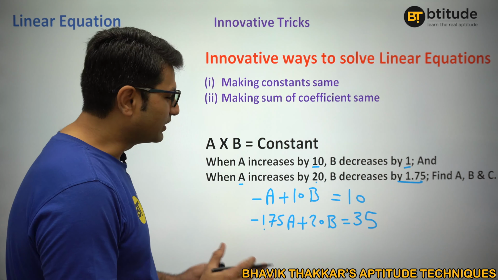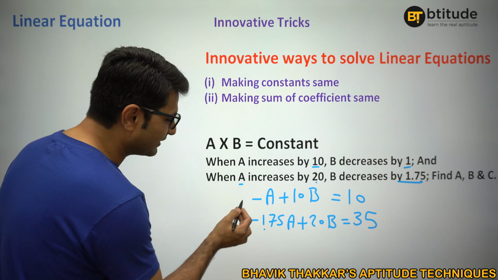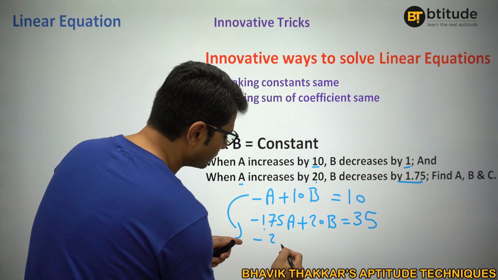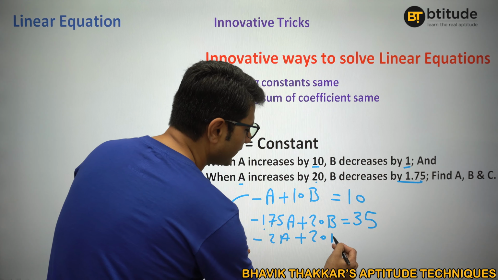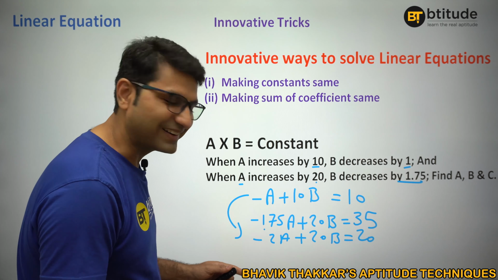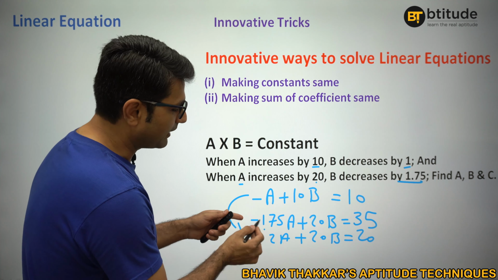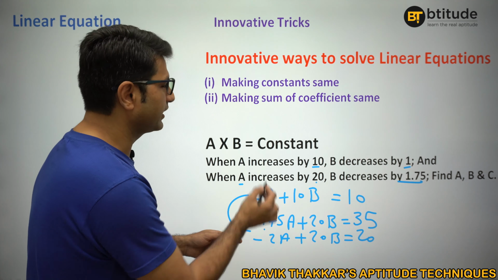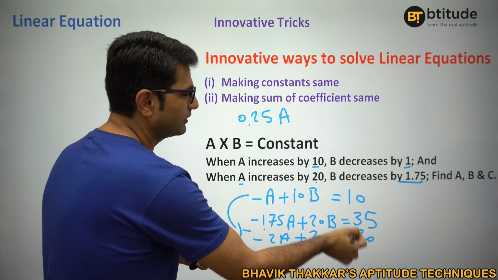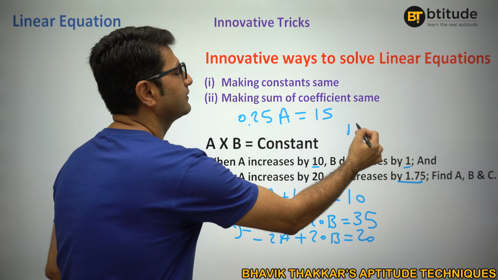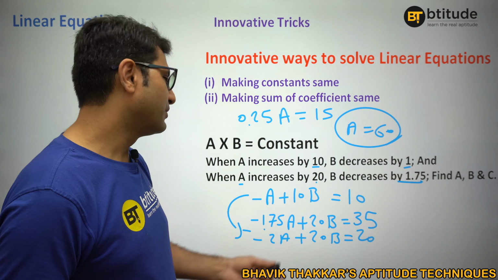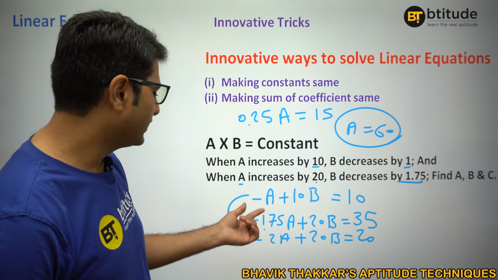And once you do this, it's pretty easy. Just double this, fine, just double this so that b becomes equal. Minus 2a plus 20b is equal to 20, and now just subtract, right? Then you will subtract minus 1.75 minus minus 2, that is 0.25a, b will get cancelled, is equal to 15. So, a is equal to 60. Fair enough, right? Once you get a is equal to 60, just put it here, right?